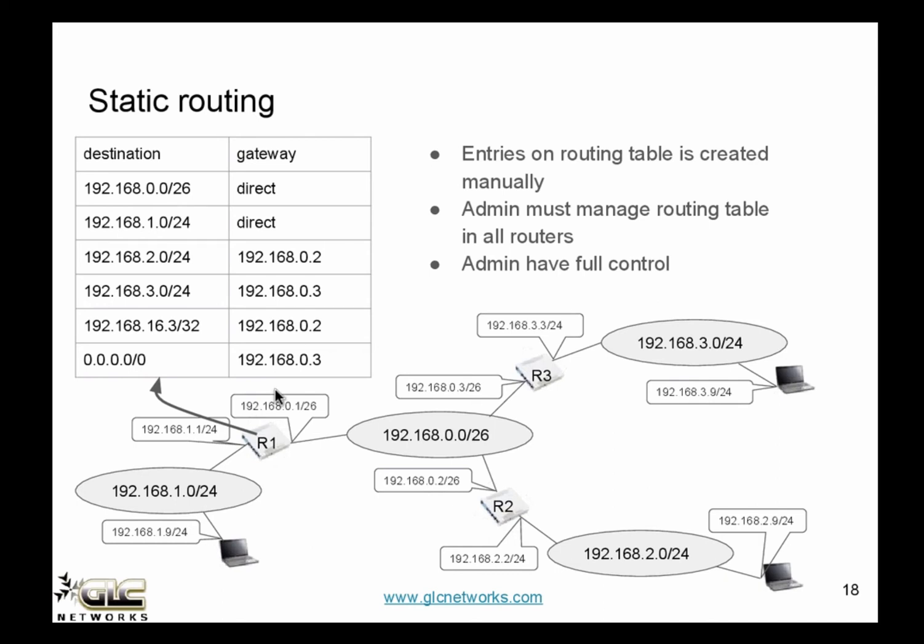Because in this network we have 3 routers, it's easy for us. We can log into router 1 and then set up routing. We can log into router 2, router 3, that's fine. If we have 3 routers, it's fine. But if we have 13 routers or 30 routers, it's not good. The admin must manage the routing table in all routers. So you have to log into every router and then provision the static routing. But there is a benefit to static routing, because as an admin you have full control of your routing table.